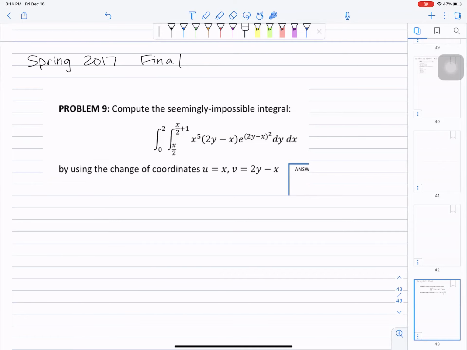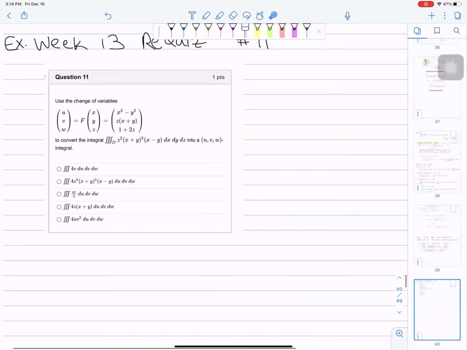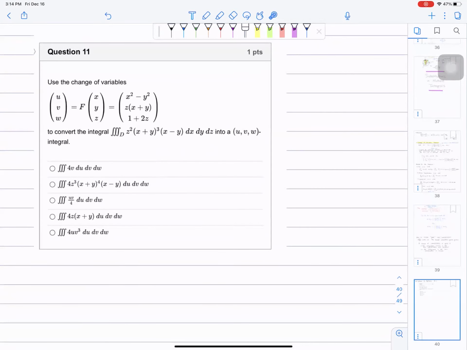So actually, let me see, I think this one might be harder instead. Let's do this one. Yeah, let's try this one. Okay, so they give you this function here, and we want to convert this triple integral into something with u, v, and w.